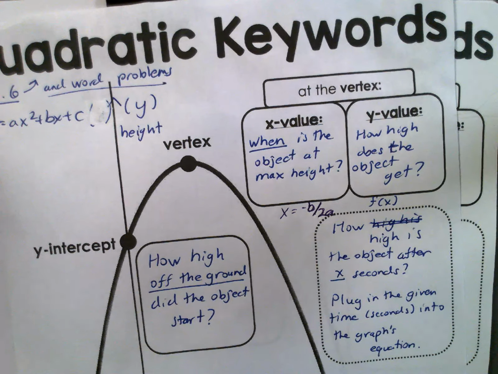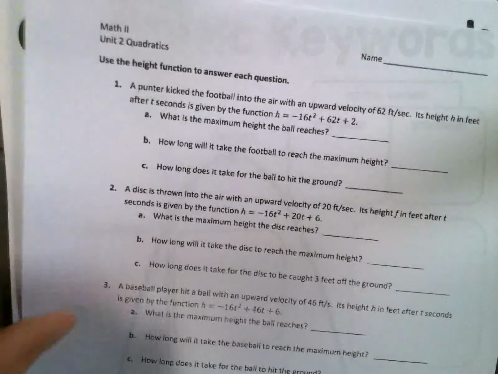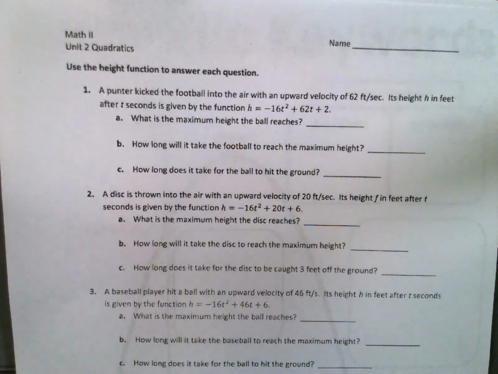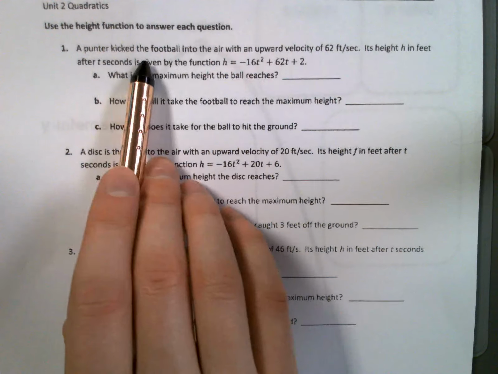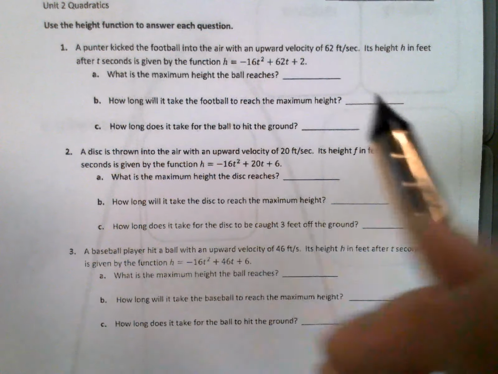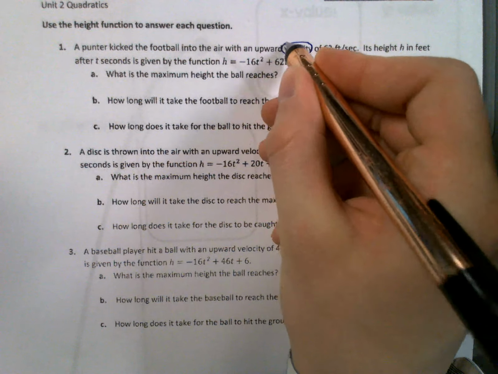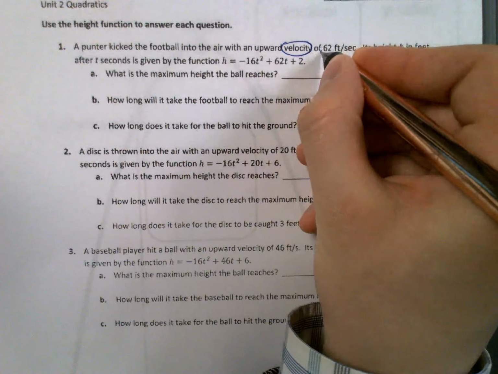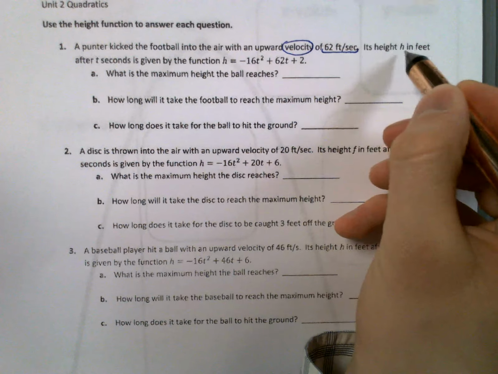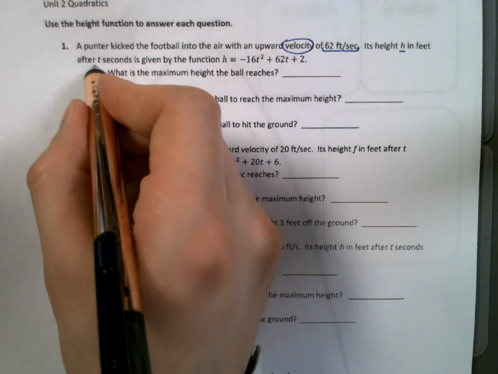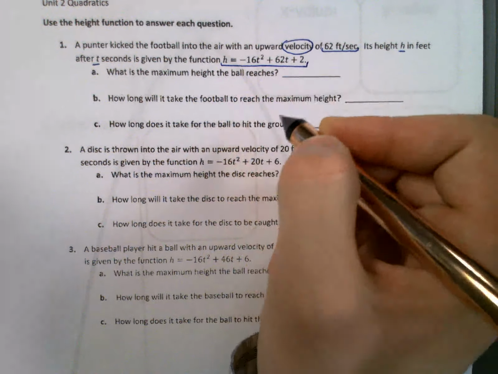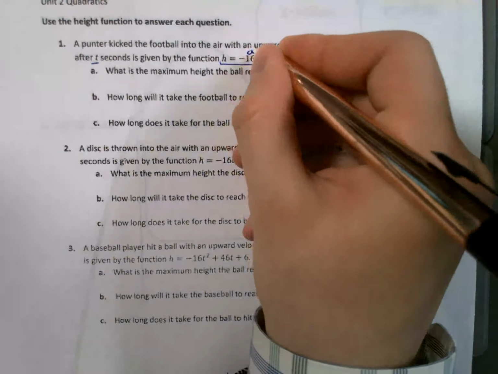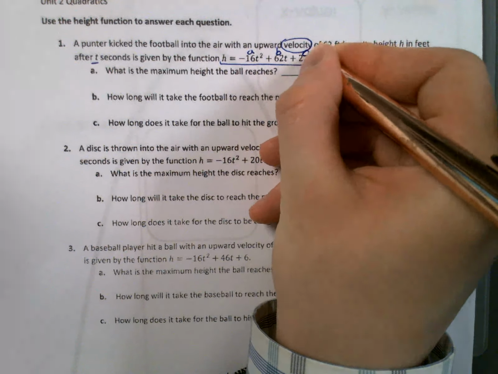Now, let's talk about applying this into the actual real world. Let's say I'm given a set of situations. The first one we're going to talk about, at number 1, is a punter kicked the football into the air with an upward velocity, we'll talk about this word in a second, of 62 feet per second. Okay, we got a number right there. Its height h in feet after t seconds is given by the function as follows. This is A, B, and C, obviously.